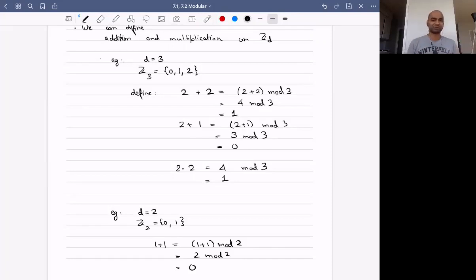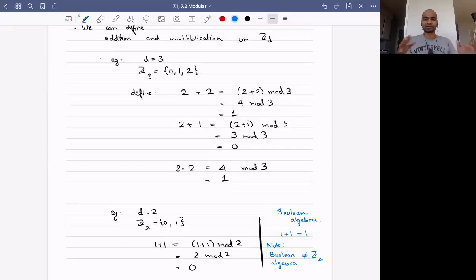Now we had encountered this before in a different variant, and that was for Boolean algebra. And you could also define an addition and multiplication there, but that is different from this modular arithmetic. So in Boolean algebra, 1 plus 1 is 1. So note that Boolean algebra is not modular arithmetic. Okay, so be careful when you encounter the set 0, 1 and you're doing addition or multiplication. You could either do it using Boolean algebra or you could do it using modular arithmetic. And it depends on what you're interested in.